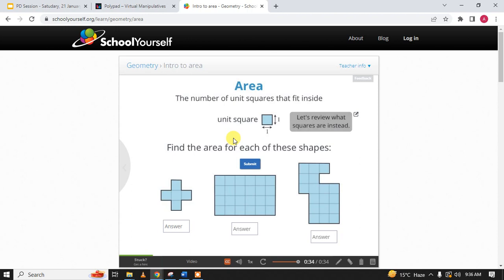And another thing you can see is that when they were discussing unit squares, if there is any student who forgets about squares, they can review this, they can click and it will take the student to that concept of squares, and they can revisit the concept. So this is the basic thing that we want instructions to be like.